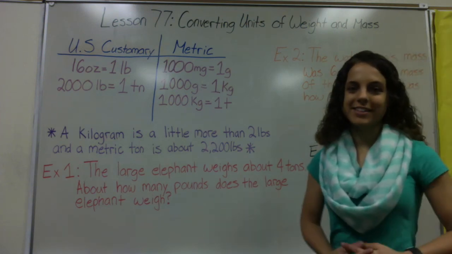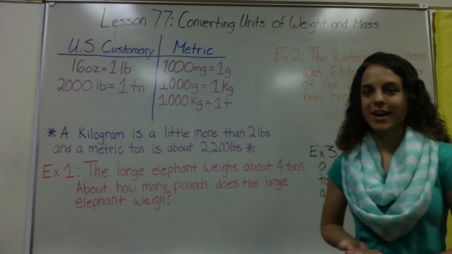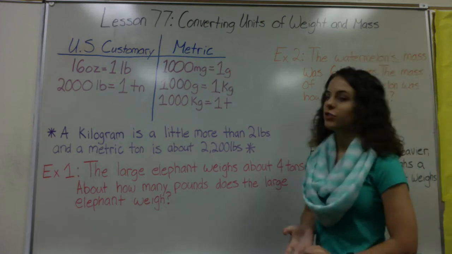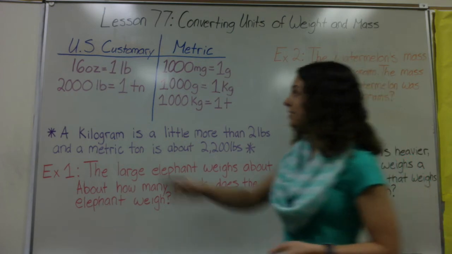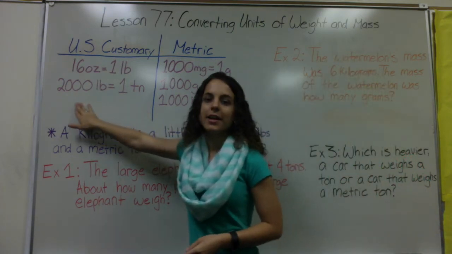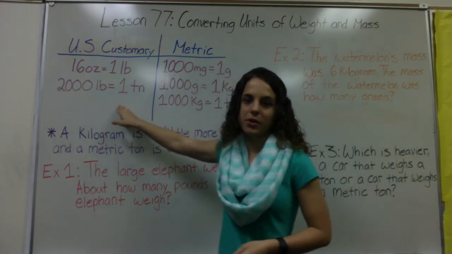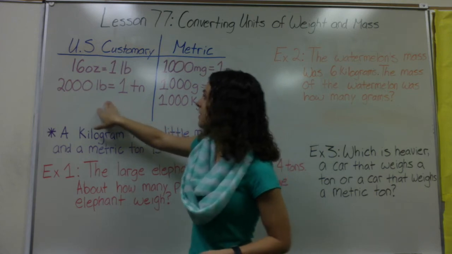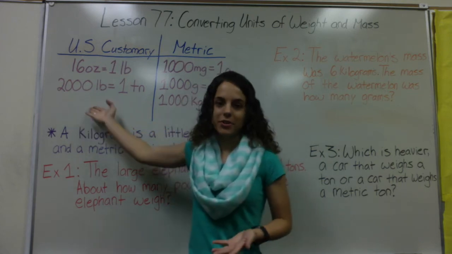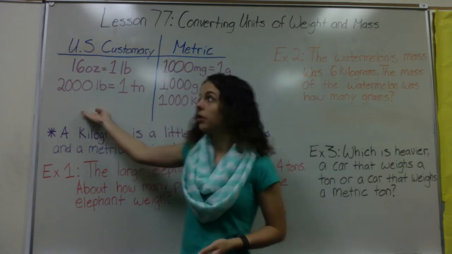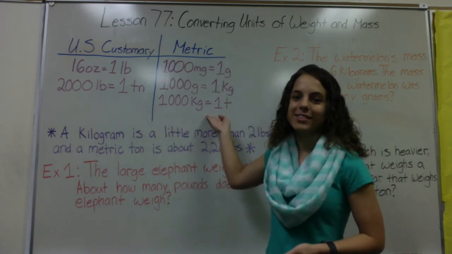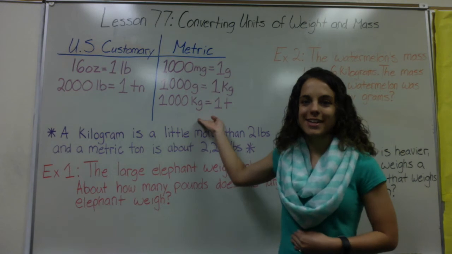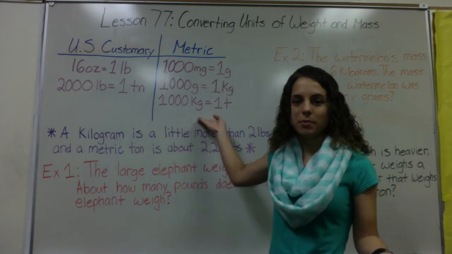Welcome to lesson 77. This is called converting units of weight and mass. Now, we have two different systems that we use in the world with weight and mass. We have the U.S. customary system, which is what you may be the most familiar with because this is what we use in the United States. And then the rest of the world uses the metric system.